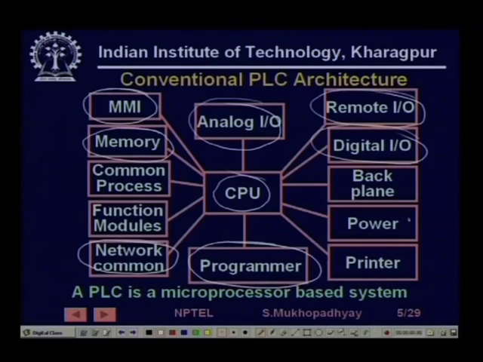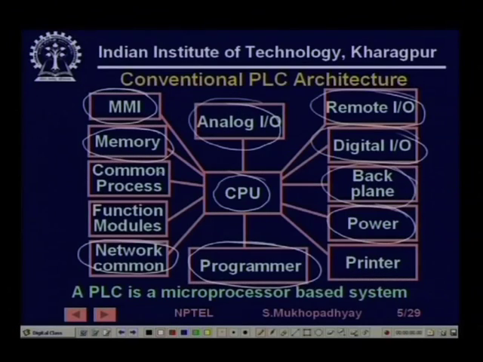Then you have power, and you have the backplane, which is the bus that connects the various PLC elements. Sometimes you have other processors which assist the main processor. So, you could have a... this is not common, this is wrong. What I meant to write is a communication processor, right.